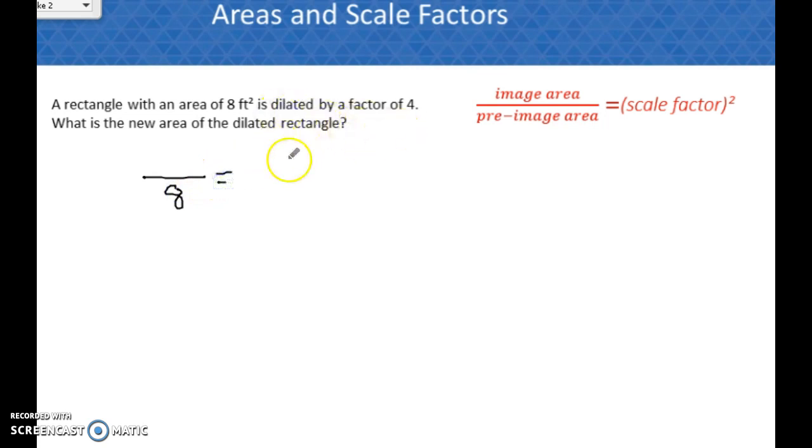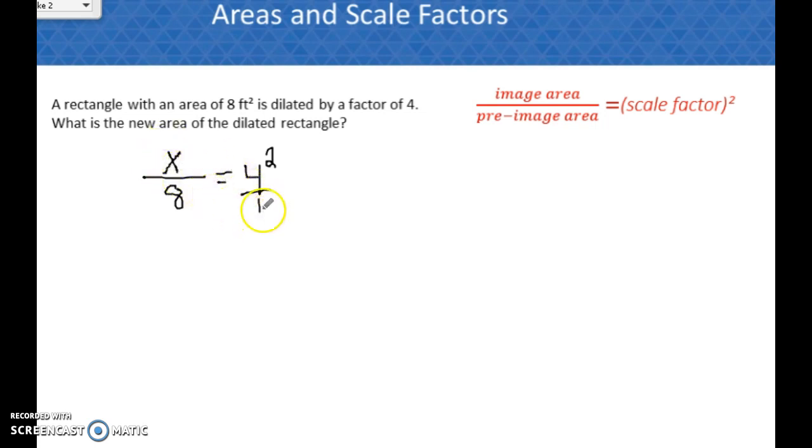The scale factor is 4, so I'd put that in for scale factor. And then we don't know the image, that's the area image, which is what we're trying to solve for. We want to know the new area of the dilated rectangle, so we would let that be x, because that's what we're trying to solve for. And then you could put this over 1, and you could cross multiply.